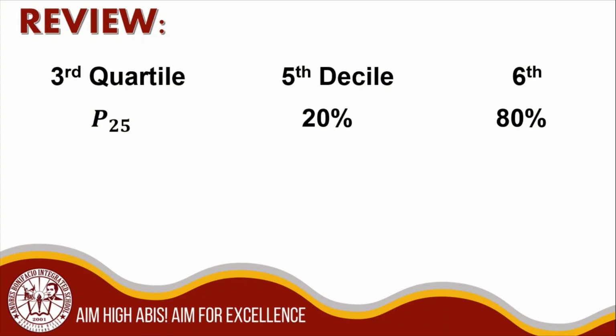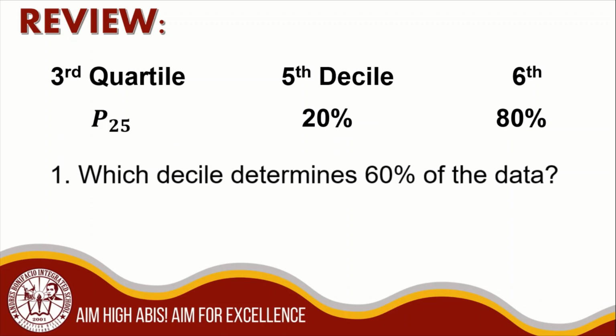Given the following choices, 3rd quartile, 5th decile, 6th percentile, 25, 20%, and 80%, let us answer the following questions. Let's start with number 1. Which decile determines 60% of the data? You have 10 seconds to answer this question. Let's see. If your answer is 6th, you are correct.